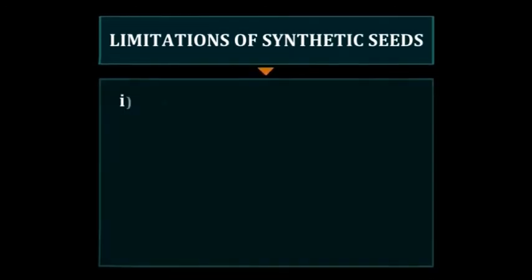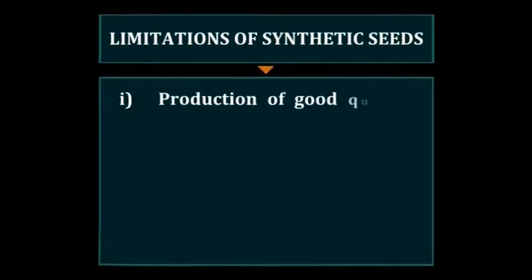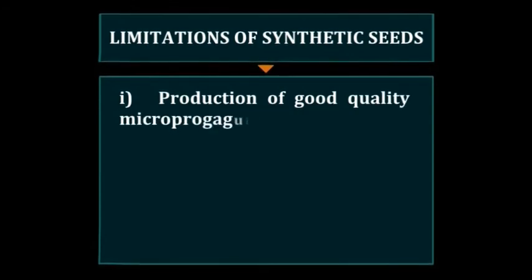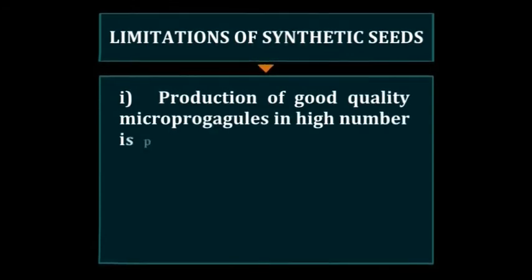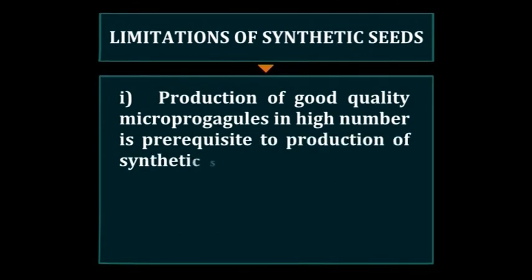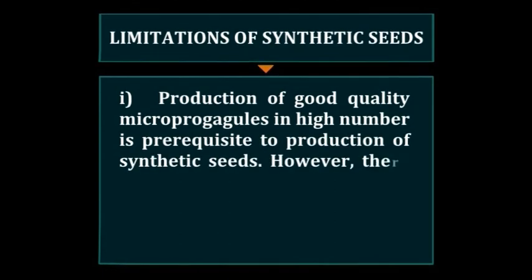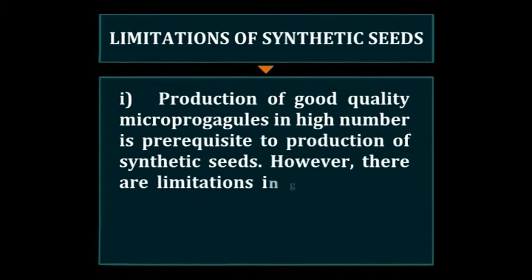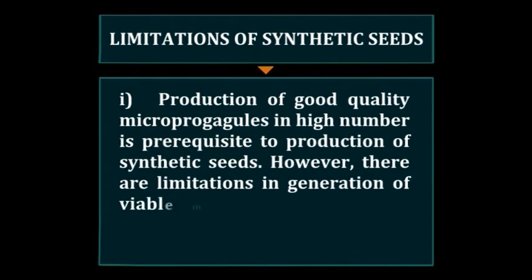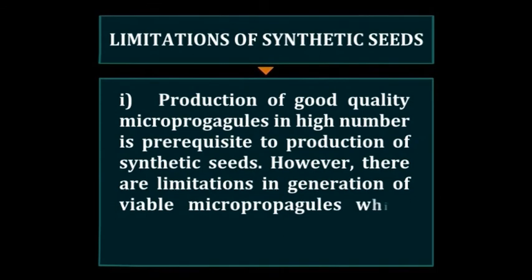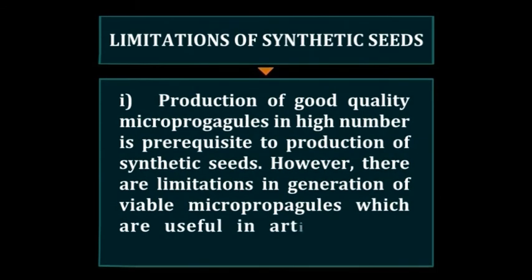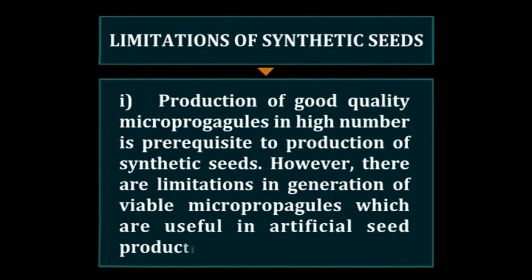There are limitations of synthetic seeds. The first one, production of good quality micropropagules in high number is a prerequisite to production of synthetic seeds. However, there are limitations in generation of viable micropropagules which are useful in artificial seed production.